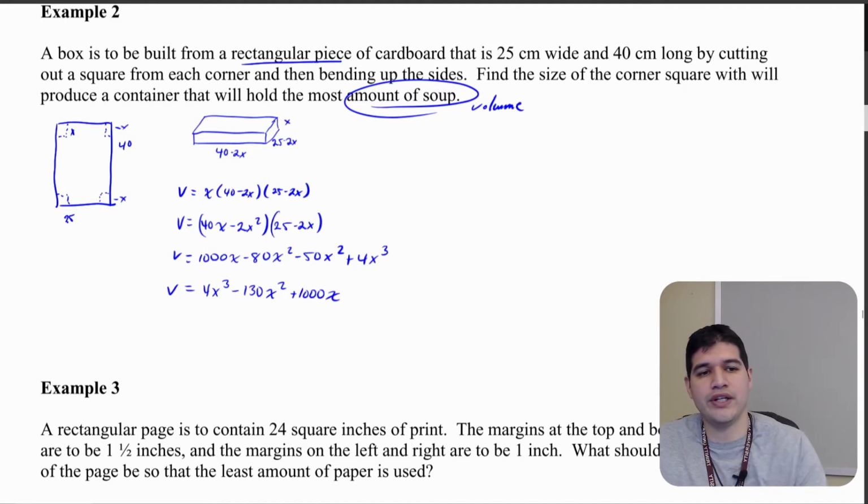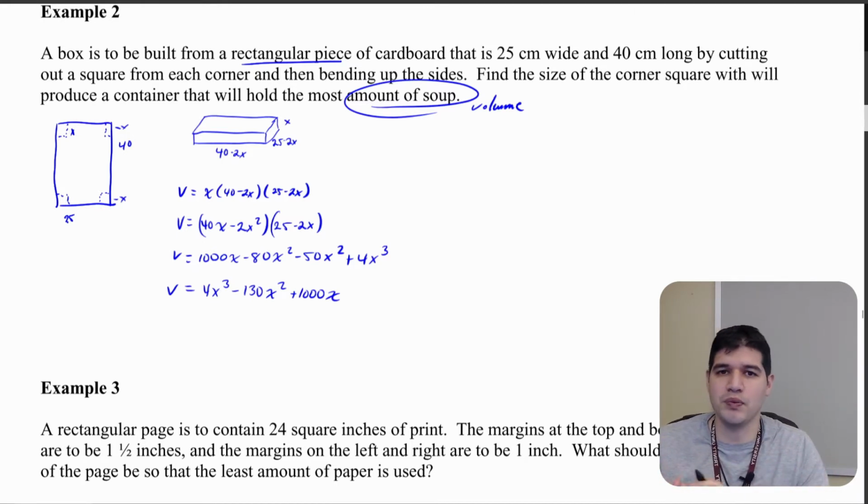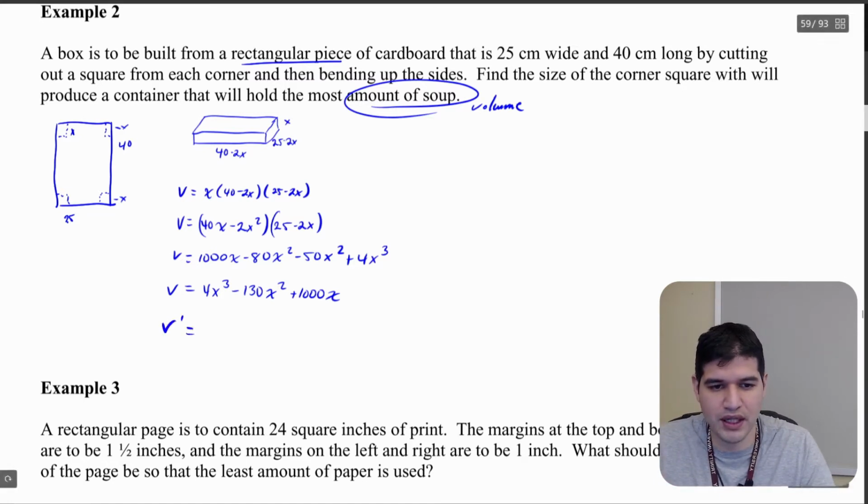All right, what do I want to do? In order to maximize things, you need to be thinking, how do I find the maximum? Well, that's going to be with the first derivative. So let's find V prime here. And so 4 times 3, that's going to get me 12x squared minus 260x plus 1000.